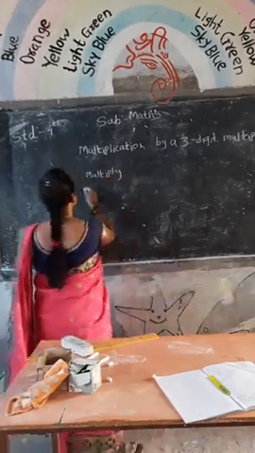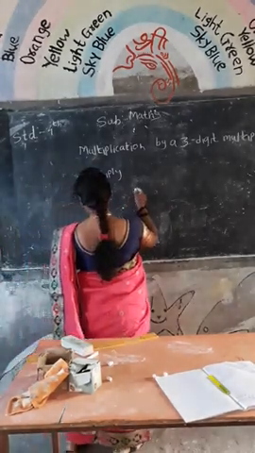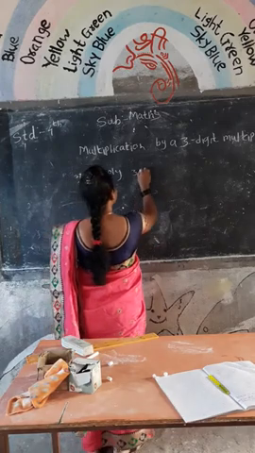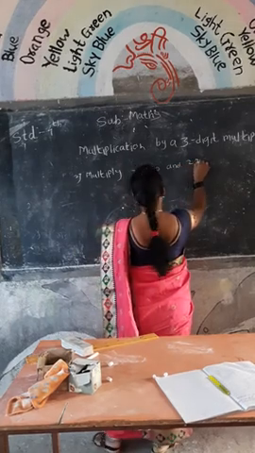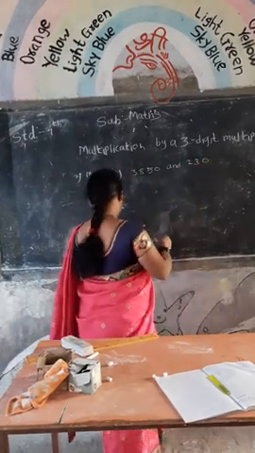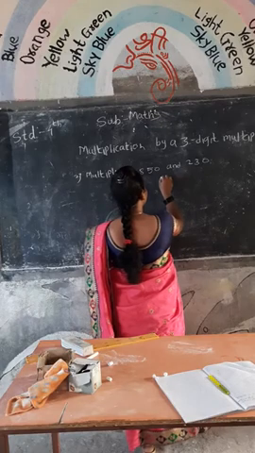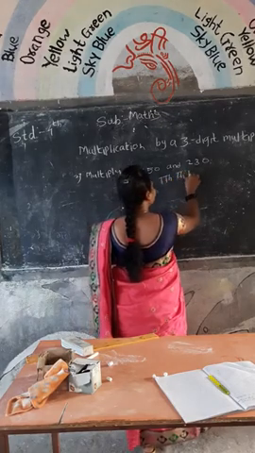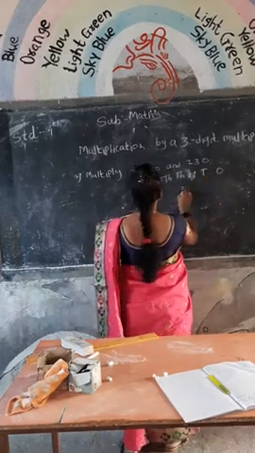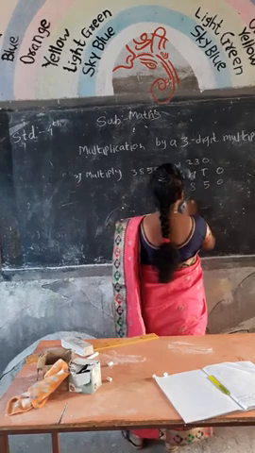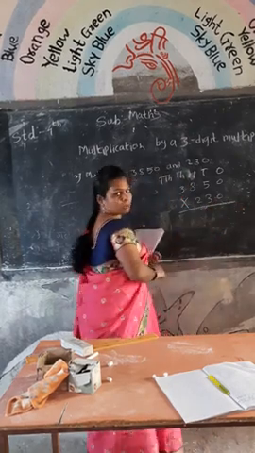Second example is multiply 3,850 and 230. Then write the place values: ten thousands, thousands, hundreds, tens and ones. 3,850 multiplied with 230. First multiplication starting from ones place.